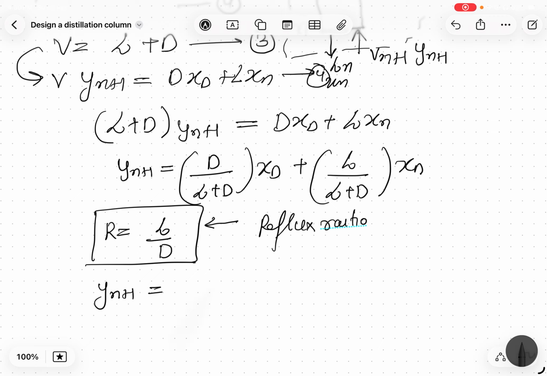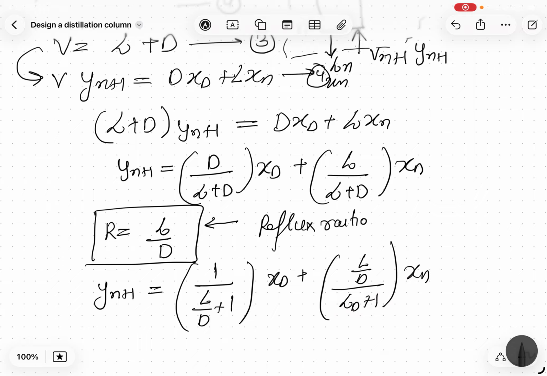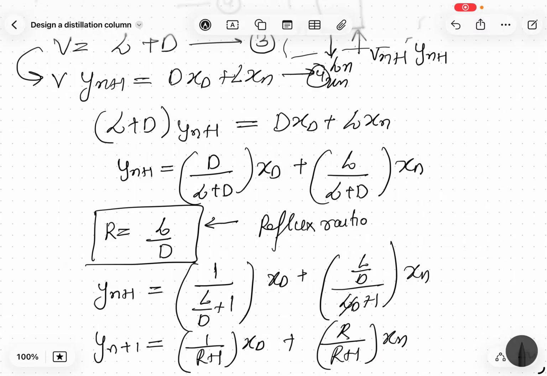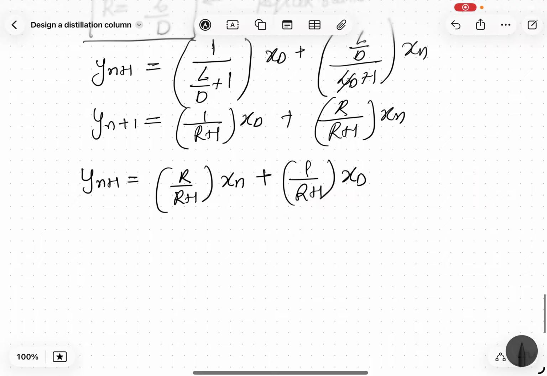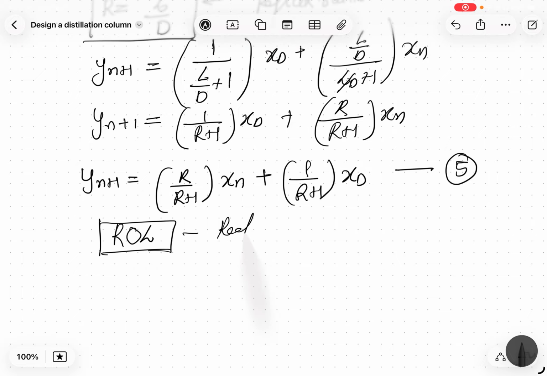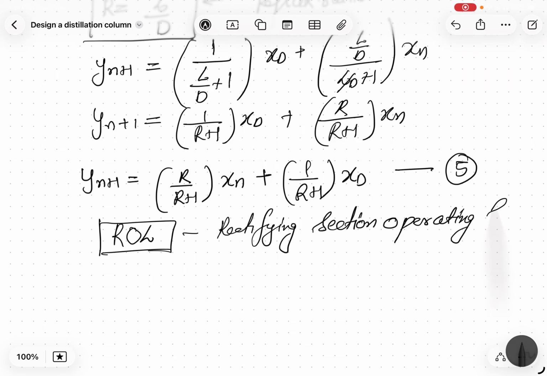So when I substitute this into the above equation, I divide the whole equation by D. L by D plus 1 xD plus L by D xn. Sorry, replace L by D with R. Yn plus 1 equals 1 upon R plus 1 xD plus R upon R plus 1 xn, and rearranging this in the form I want, Yn plus 1 equals R upon R plus 1 into xn plus 1 upon R plus 1 xD, which is my fifth equation, and this is the ROL, the rectifying section operating line.